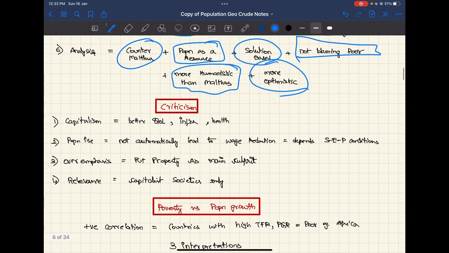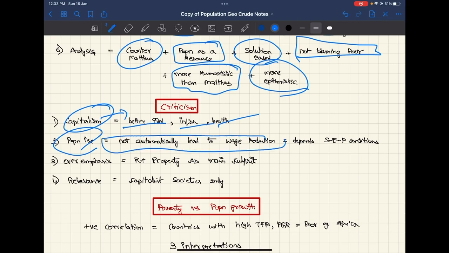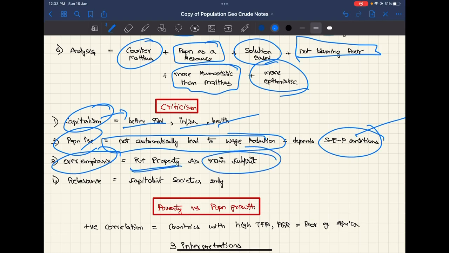Now the criticism: capitalism has no proof to provide, yet it has provided a better quality of life, infrastructure, and health. Population increase does not automatically lead to wage reduction. It depends upon the socio-economic and political conditions. He overemphasized private property as the main culprit. It is relevant only to capitalist societies, not to welfare approach countries like India, maybe.